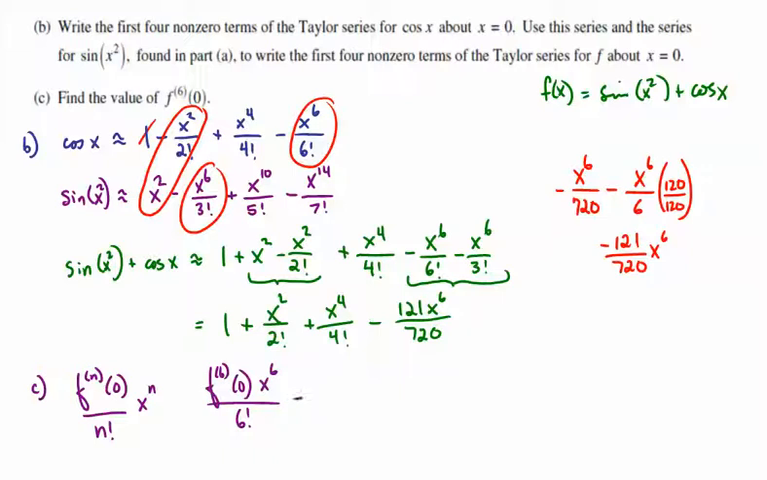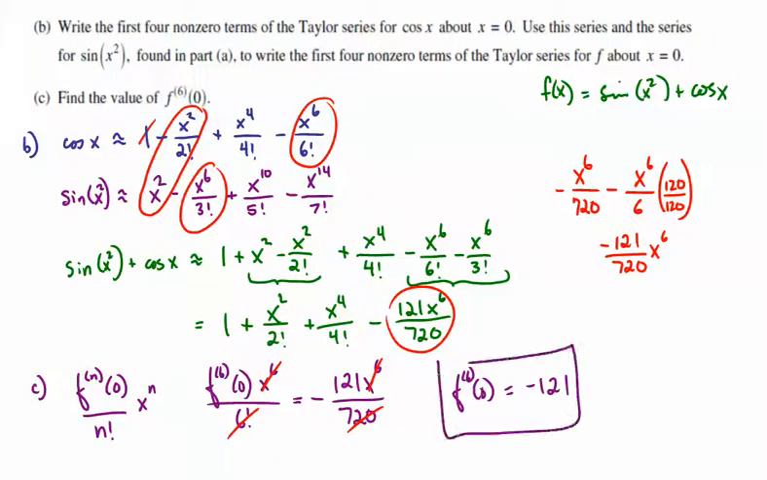And that is this term, the x to the sixth term in the series above. So all we need to do here is write that the sixth derivative at 0 times x to the sixth over 6 factorial is negative 121 x to the sixth over 720. And fortunately, since 720 is 6 factorial, and the x to the sixth's cancel out, we have simply that the sixth derivative of f at 0 is equal to negative 121. And so that is the answer for part C. No big deal there. So we'll go on to part D in the next video.